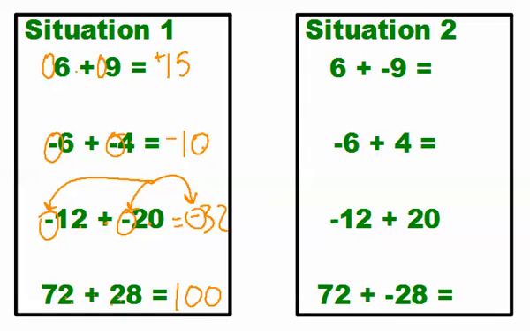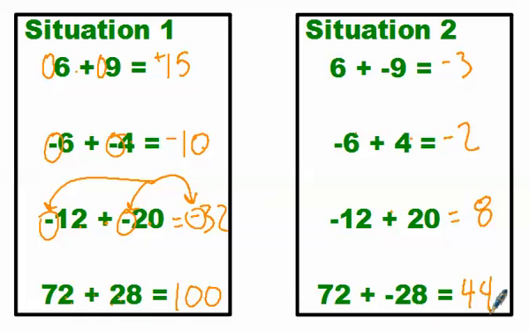So let's go through the answers, and then we'll discuss how we got there. So 6 plus negative 9 is going to be negative 3. Negative 6 plus 4 is going to be negative 2. Negative 12 plus 20 is going to be positive 8. And then finally, 72 plus negative 28 is going to be 44. So, what did I do to get these answers?